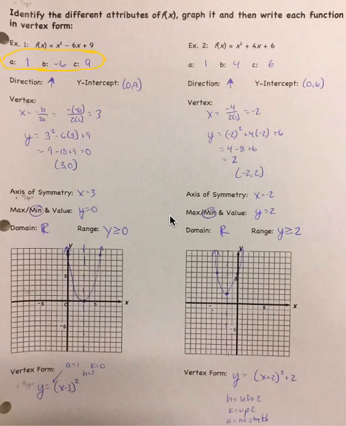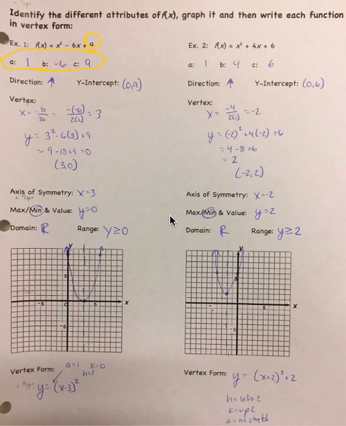1, -6, and 9. Then because a is positive, we know it opens up, and our y-intercept is always 0, and the c value, 9. When we're finding our vertex, this is the part where you have to work at it. X is -b over 2a. So the opposite of -6 goes on top, 2 times 1 goes on the bottom, 6 over 2 is 3.